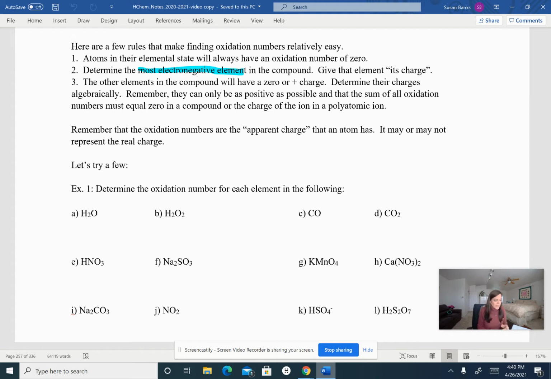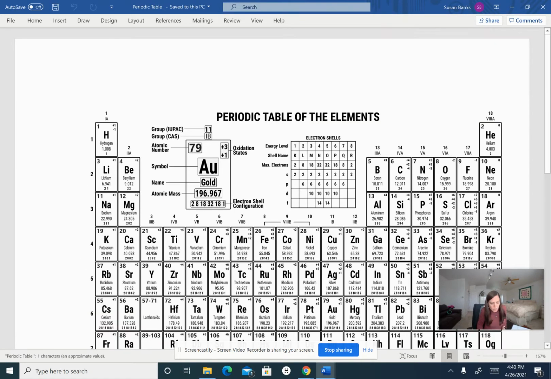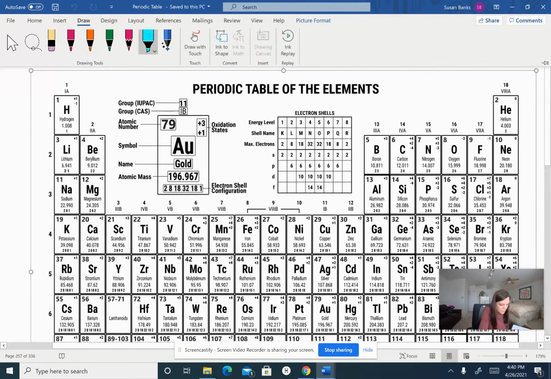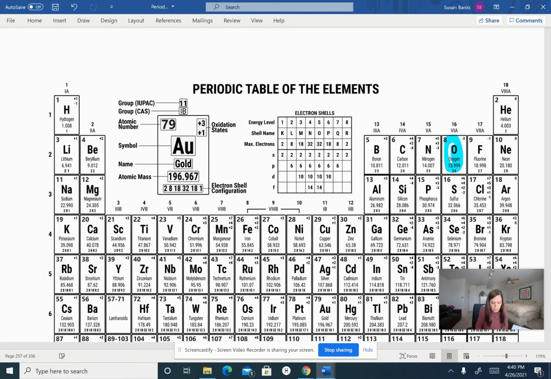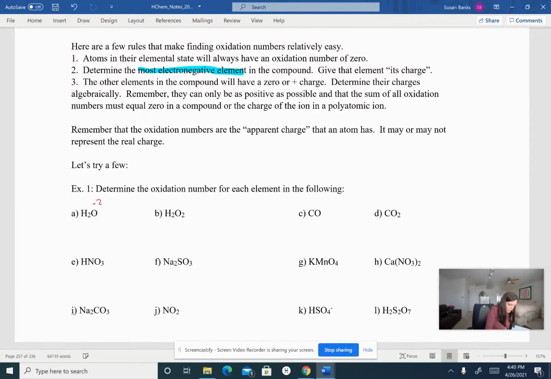So we're going to start with the most electronegative element. The most electronegative element in water is oxygen. If we look at our periodic table, you'll realize that oxygen is right here, in the third to last column, so that was a -2. So we will assign that a -2. When we get to oxygen, we've got a -2.